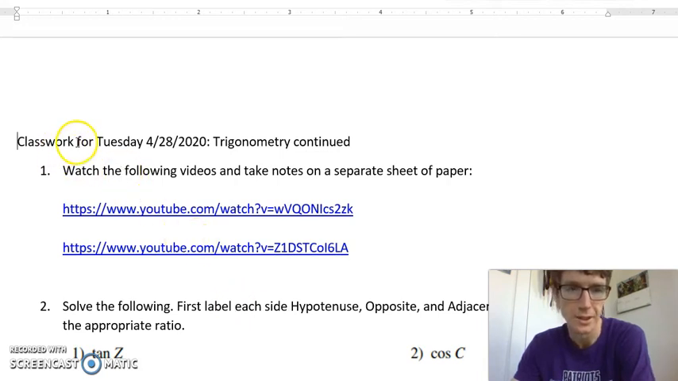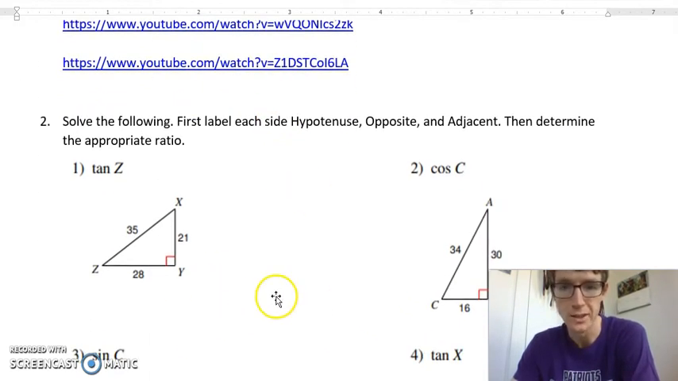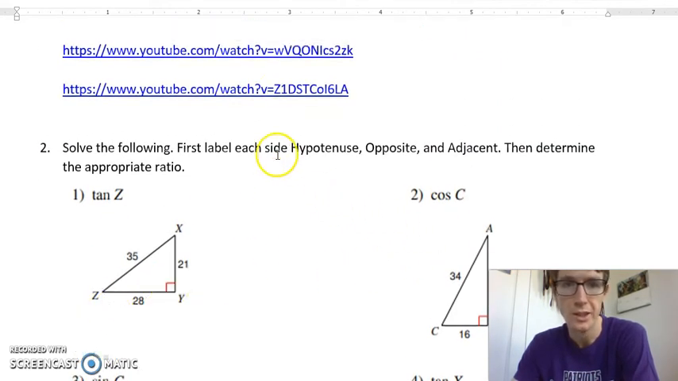Hi everyone, so today I want to go over the classwork from Tuesday, April 28th. For this one, I want to go back and cover a little bit more of the basics. So I'm only going to do the first two problems here.